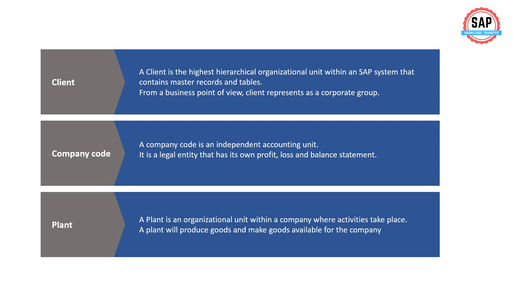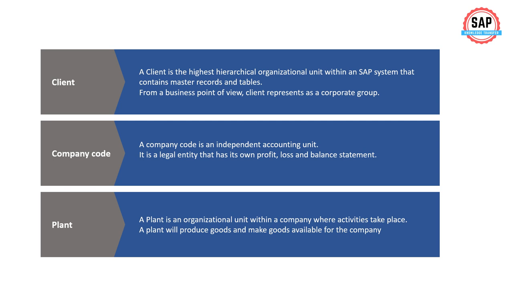So what is client? A client is the highest hierarchical organizational unit within an SAP system that contains master records and tables. From a business point of view, client represents a corporate group. What is company code? A company code is an independent accounting unit. It is a legal entity that has its own profit, loss and balance statement.